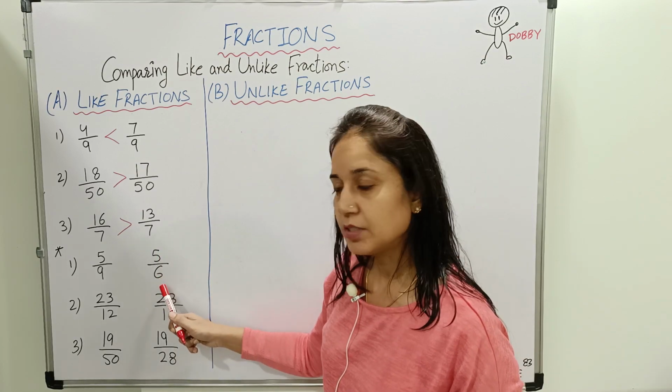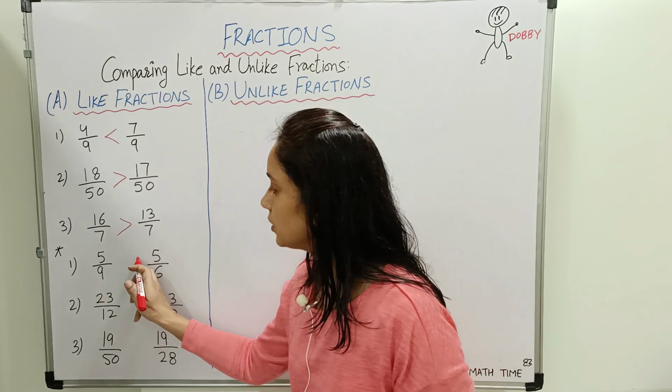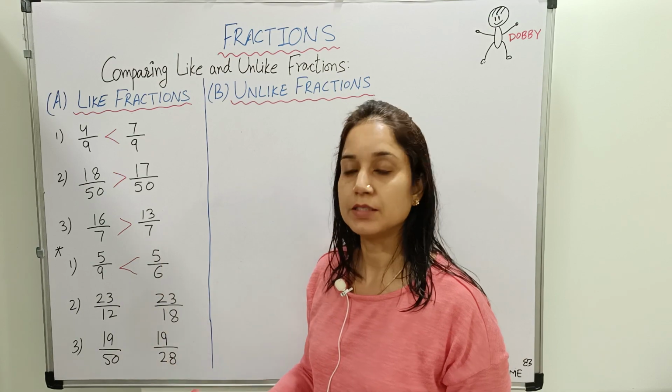So this is 5 upon 6, having 6 as a small denominator in comparison to 9. So this is the bigger fraction. Reverse case, where numerators are the same.